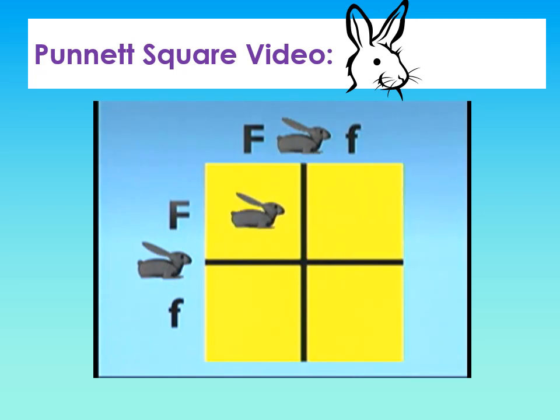This offspring will get a black gene from the parent on the left and a white gene from the parent on top. It will end up capital F, but will be black because black is dominant. This offspring will end up with a white gene from the parent on the left and a black gene from the parent on top. It will end up small f, capital F, but will be black because, again, black is dominant.